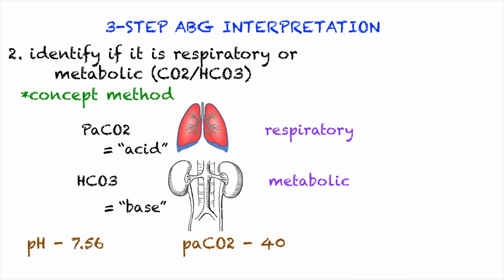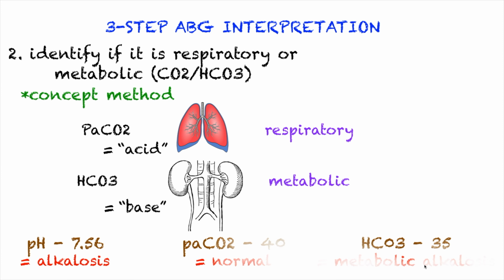Another example. 7.56, we have 44 carbon dioxide and bicarbonate of 35. Looking at the pH, we have alkalosis. Our PaCO2, it's normal. Our normal is 35 to 45. And our bicarbonate is 35. Since our abnormal is bicarbonate and the CO2 is normal, we have a metabolic condition. And we relate that with our pH. We have a metabolic alkalosis. And this makes sense because the more bicarbonate you have, the more basic your blood is.